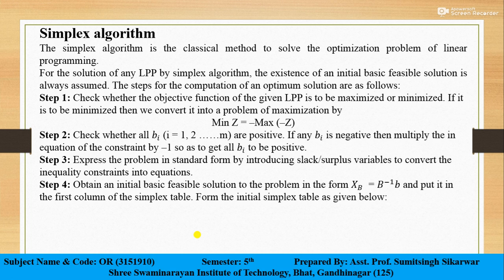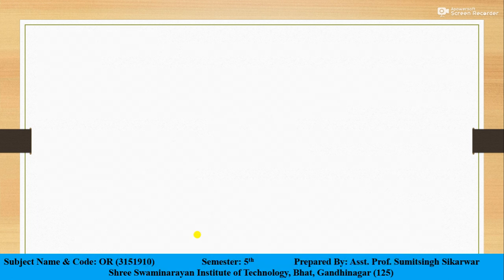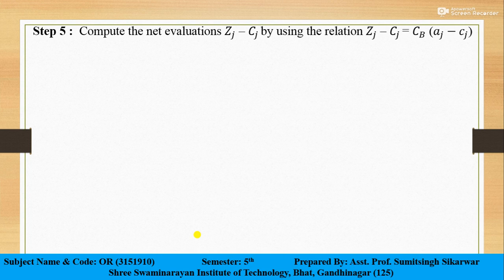Now let us see how to prepare a table. So we'll write all the functions: CB, SB, where SB are our slack variables, and Cj minus Zj in the last row, and we'll write all the functions and elements. Our next step is to compute the net evaluation Zj minus Cj by using the relation Zj minus Cj equals Cb into Aj minus Cj.